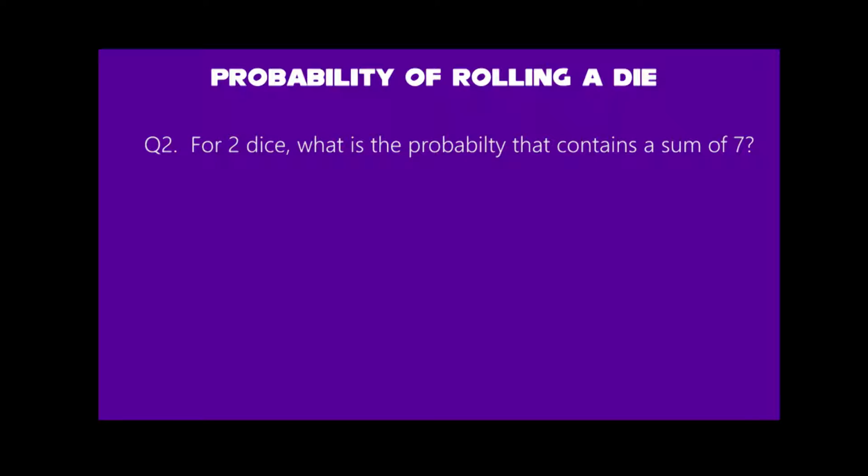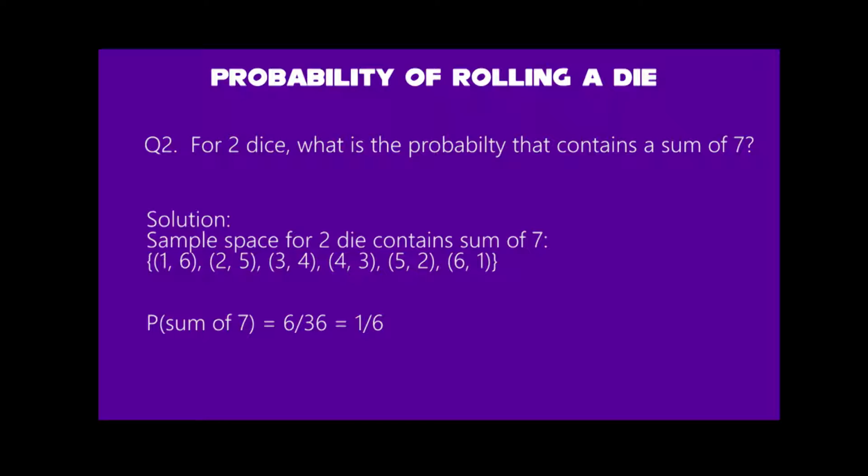Let's take another example, take 2 dice. What is the probability that the sum contains 7? This might answer your question. The sum equals 7 is from 1 and 6, to 6 and 1. That is 6 by 36, or 1 by 6.